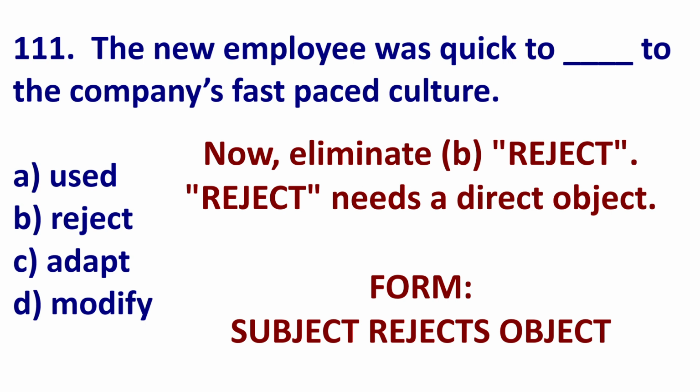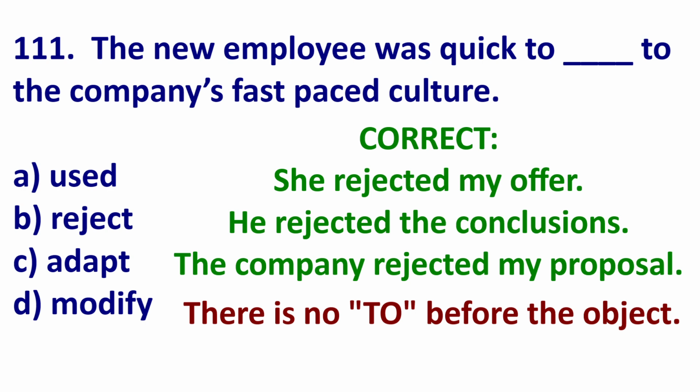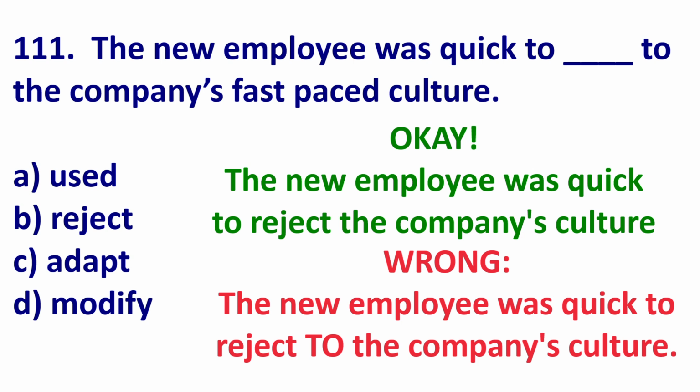Next, eliminate reject. Reject needs a direct object. Subject rejects object. She rejected the offer. He rejected the conclusions. The company rejected my proposal. Not subject rejects to noun. He rejected to my conclusion? No. So, correct, the new employee was too quick to reject the company's fast-paced culture. That would be fine without the to. But when I say the new employee was quick to reject to the company's fast-paced culture, incorrect, because I will not have to after reject.